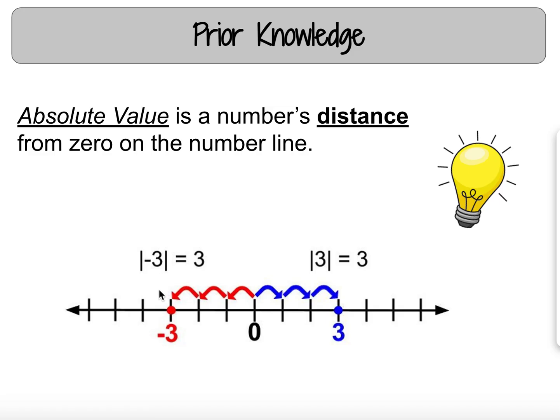And here you see two statements, the absolute value of -3 and the absolute value of +3. They're both equal to 3, and that's because both of these numbers are exactly 3 units away from 0. Absolute value is talking about distance, and whenever you measure distance, it is always positive.